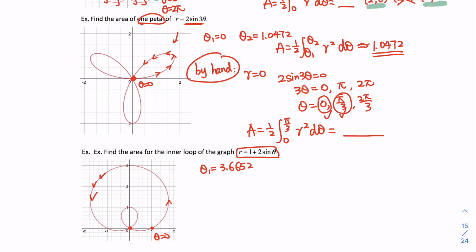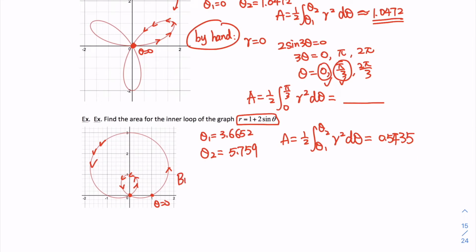3.6652. And then it will keep going here, and then come back to the same spot. So theta 2, 5.759. So our area, 1/2 integral from theta 1 to theta 2, r squared d theta, which is approximately 5435. And how do we solve this by hand?